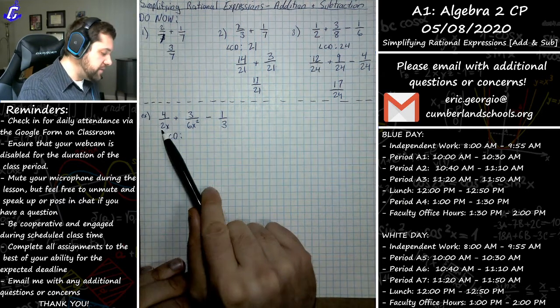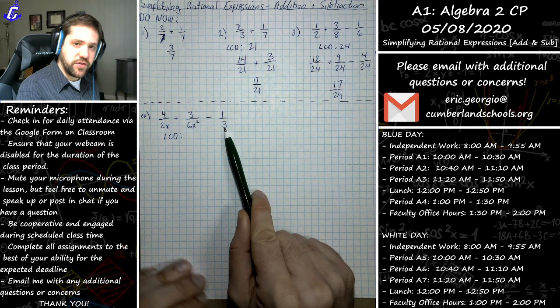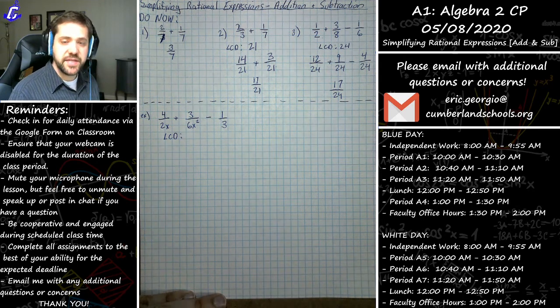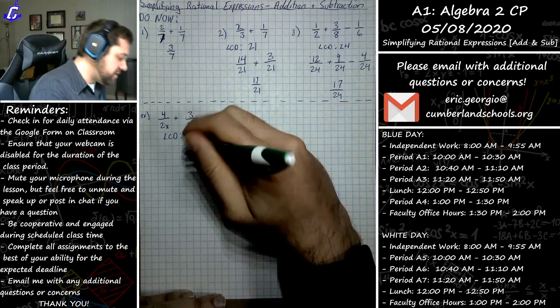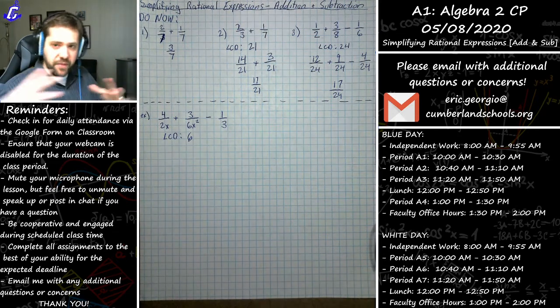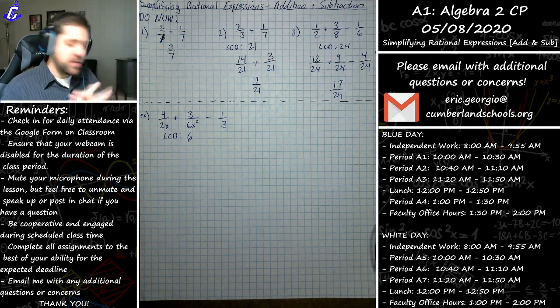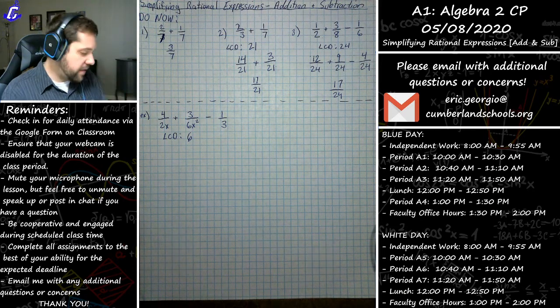So I have a factor of 2, I have a factor of 6, I have a factor of 3. What's the least common denominator of 2, 6, and 3? That's 6. Again, that's the thing that all those pieces can fit into. 2 times 3 is 6, 6 times 1 is 6, and 3 times 2 is 6, right? They all piece together into that.